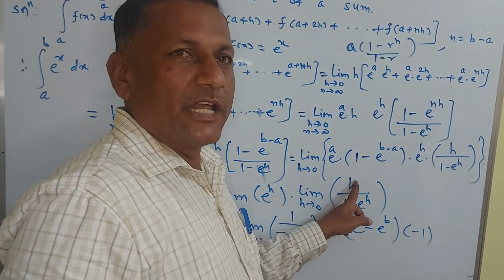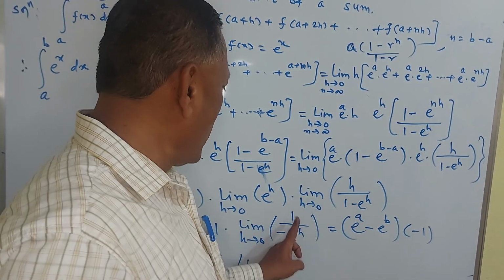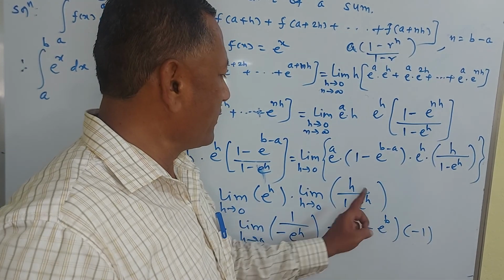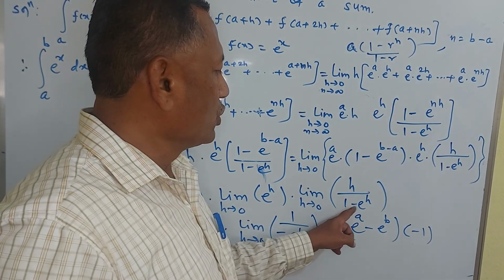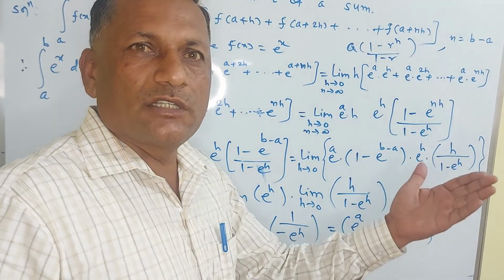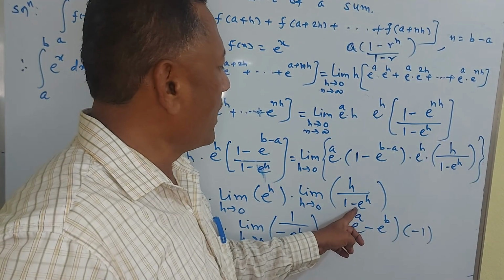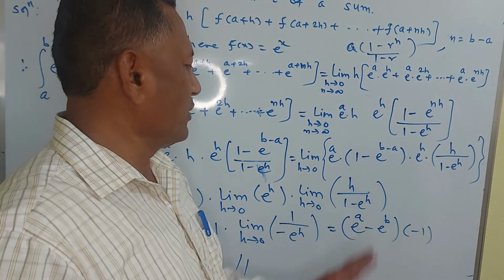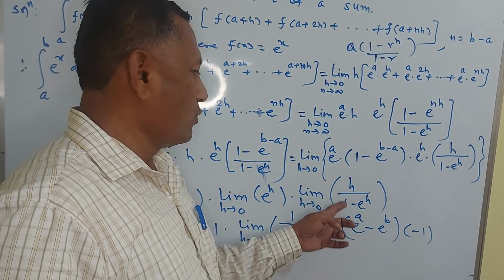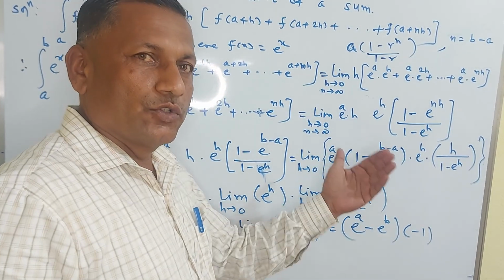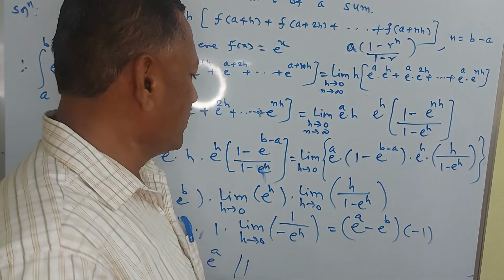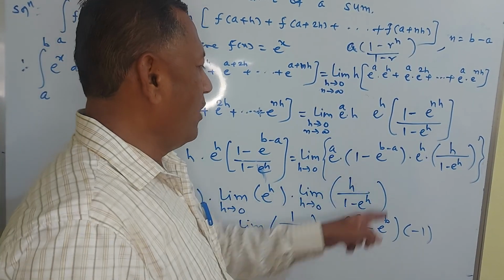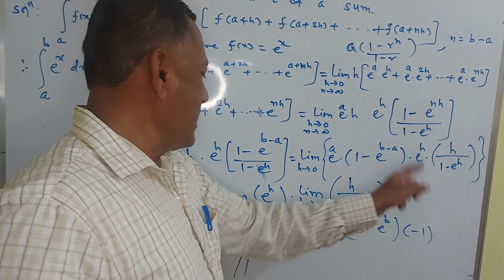Here, derivative of h with respect to h is 1 and derivative of the denominator 1 minus e raised to h: derivative of 1 is 0, 0 minus e raised to h. Derivative of e raised to h is e raised to h. So 0 minus e raised to h, 1 upon 0 minus e raised to h. If you take 1 upon 1 minus e raised to 0, e raised to 0 means 1. Isn't it? Derivative of 1 is 0. Means you have 1 upon minus 1.